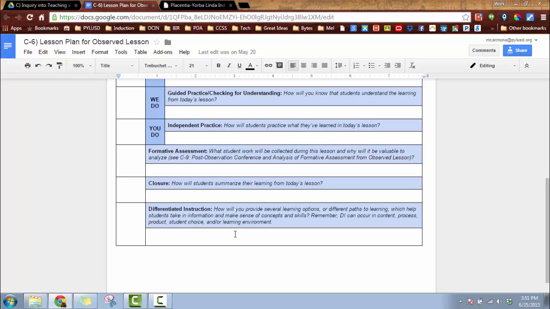So I've given you all of those ideas there, but you probably already brainstormed some of those ideas in your C2 lesson series map. So go back and look at that and pull from that for this particular lesson. And then you'll go into your pre-observation conference with your CT.